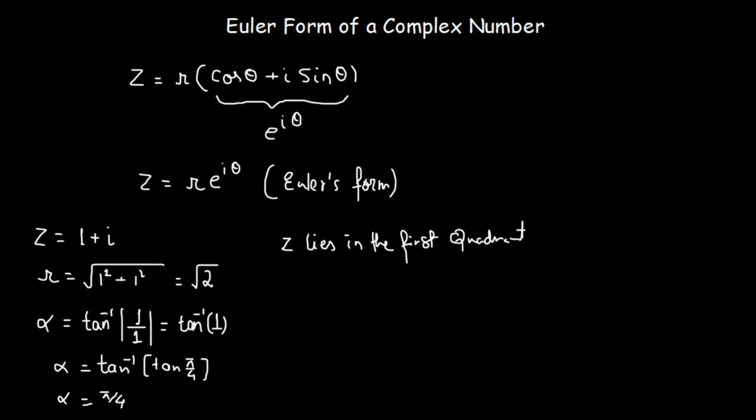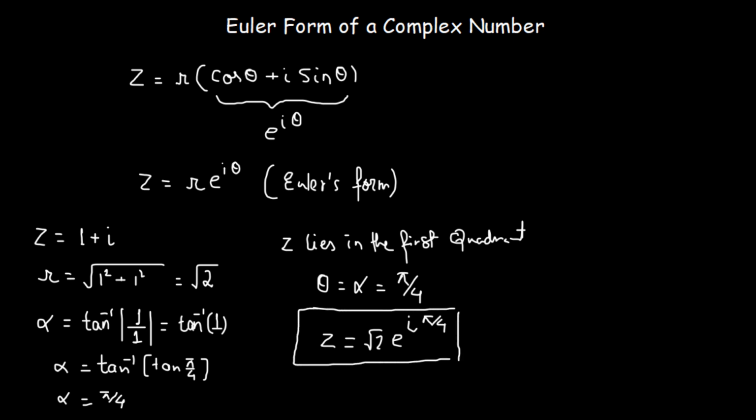So that means the argument of the complex number z is simply going to be equal to alpha, which is equal to pi over 4. So we can now express the given complex number 1 plus i as square root of 2 multiplied by e raised to the power of i times theta, which is pi over 4. So this is the representation of the complex number z equals 1 plus i in the Euler's form.